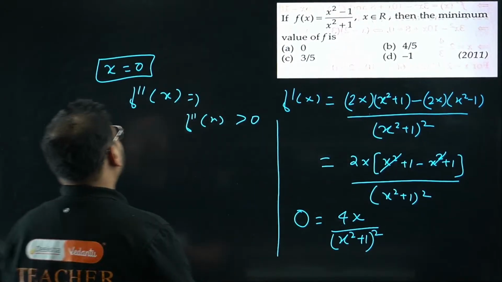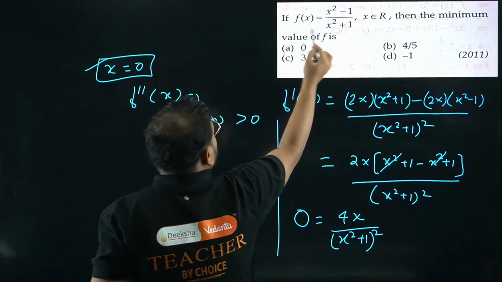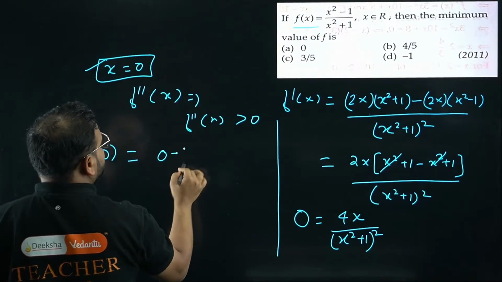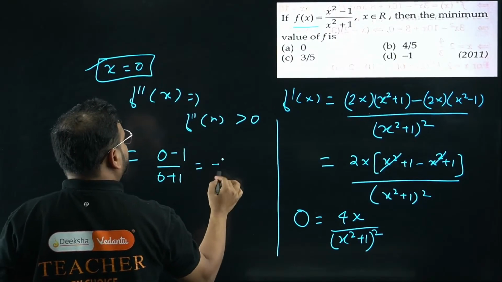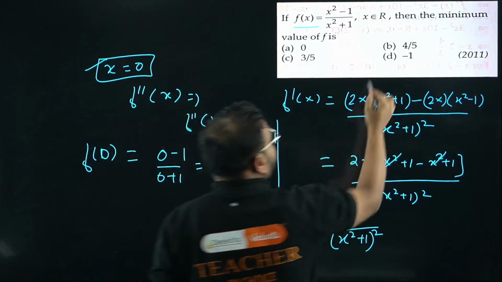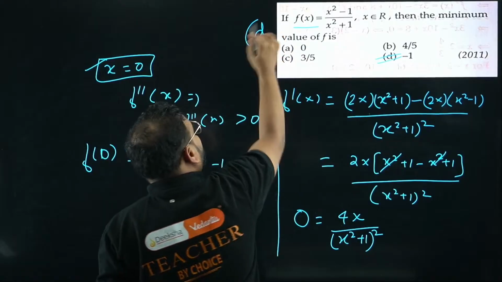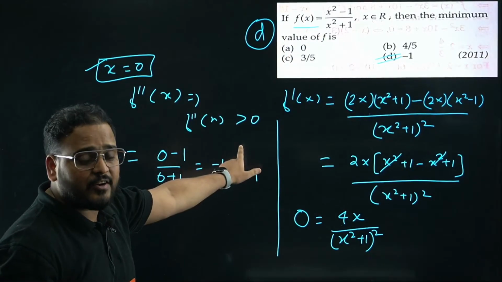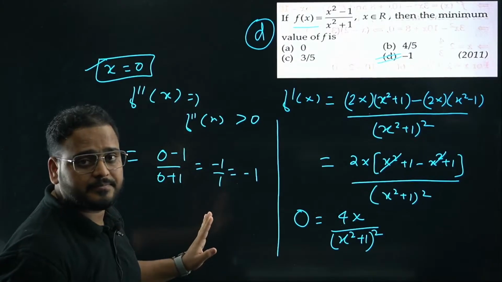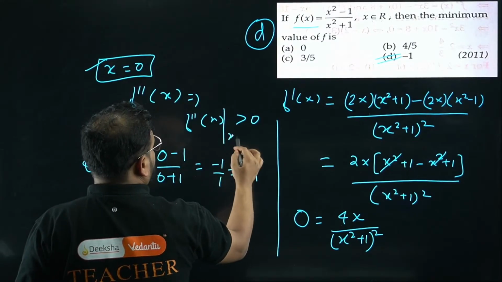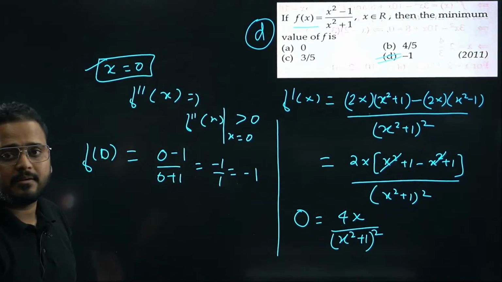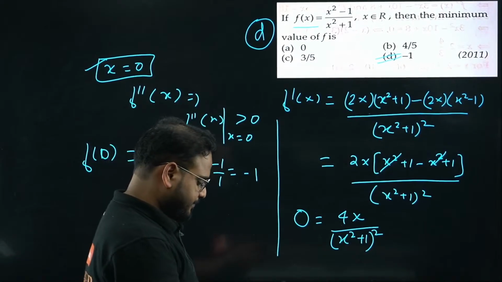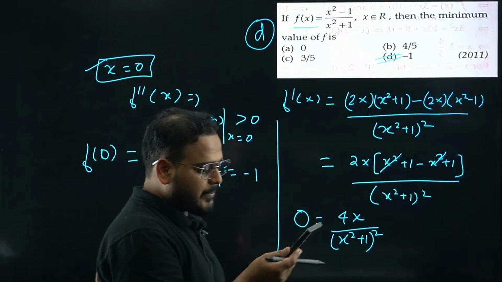I can simply write this value x equal to 0 in this function. That will be my minima directly. Please check. I'll have an answer as 0 minus 1 upon 0 plus 1, minus 1 upon 1, answer is minus 1. I'll repeat myself: if there was an option none of these, then you have to find the second derivative and check the trend of the function, whether it is positive or negative. But in this case, there's no need. Great. Yes, I can see answer is option D.